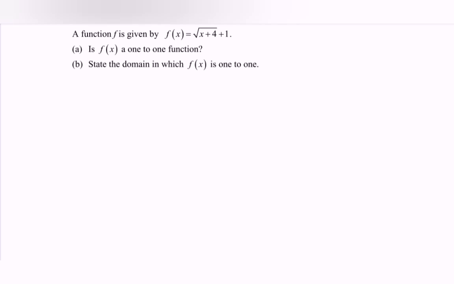A function f is given by f(x) = square root of (x + 4) + 1. Is the function f(x) a one-to-one function? In here we have two methods. Method number 1 is the graphical method, and the second method is the algebraic method. So let's begin with the graphical method.